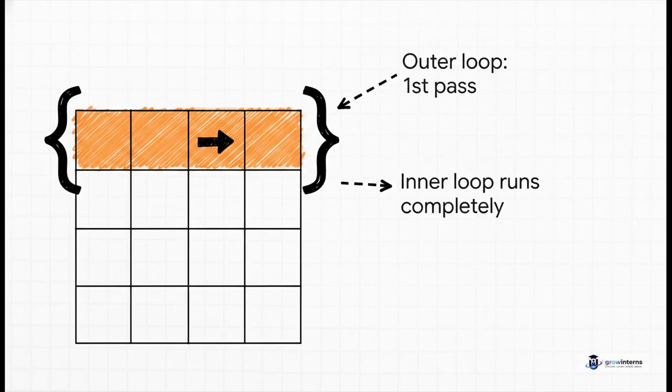Now, it's really important to understand how this actually runs. When the outer row loop starts, when i is 0, the entire inner column loop runs from start to finish. It'll visit every single column in that first row. Only after that's done does the outer loop tick over to the next row, and the whole process repeats. It's a system that guarantees we visit every single cell, one full row at a time.